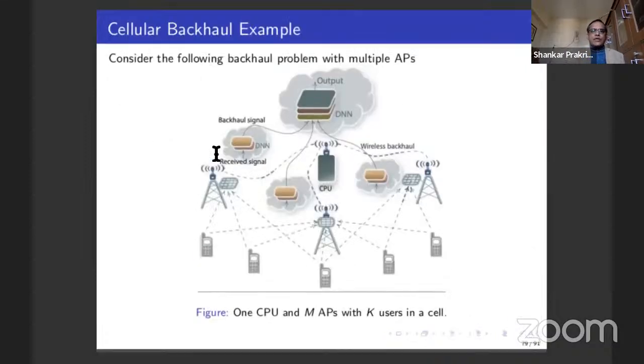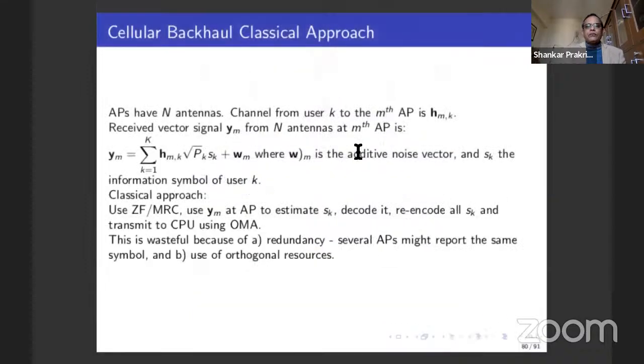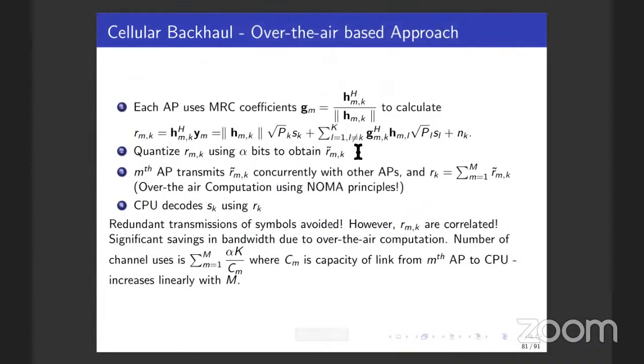I hope you're able to appreciate what is going on. The users are transmitting, the information is available at various access points, right? And you try to decode the symbols coming from the various users. After decoding, you transmit it to the central processing unit using orthogonal access, one at a time. This one transmits, then this one. Look at a different approach to this, right?